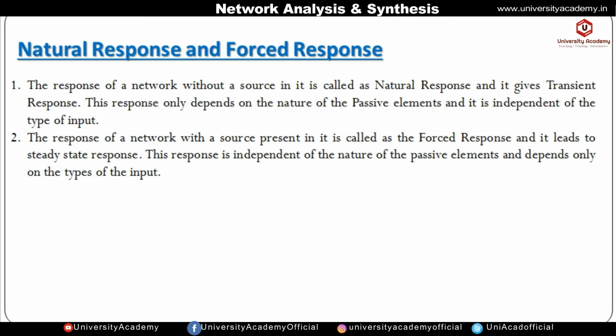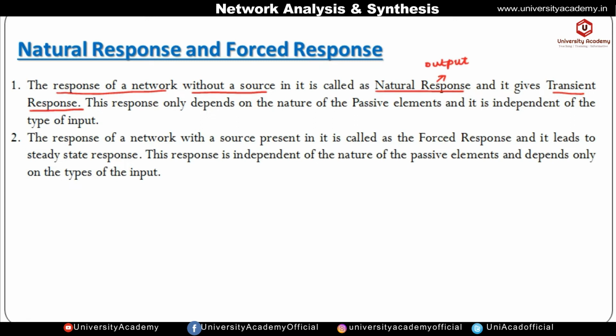Okay, first let's see what is natural response and forced response. So the response of a network without a source in it is called the natural response. It means if a network is not connected with a source or an input, then the response obtained is known as a natural response. Response means the output which we are getting without any input is called natural response, and this natural response gives the transient response. The transient response remains only for a short duration of time, and then after that it will die out.